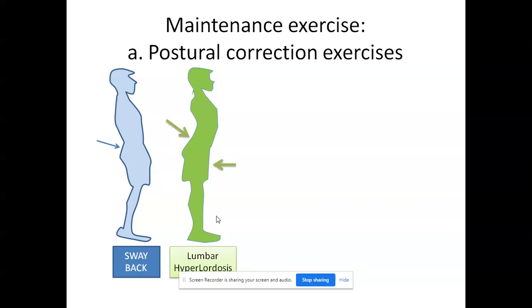Coming to the hyperlordotic. Hyperlordotic is nothing but exaggerated lumbar lordosis, wherein your entire body is shifted front. You can look at the COG that it is lying too much behind compared to the lumbar spine, wherein your SI joint is also compromised in the hyperlumbar lordosis.